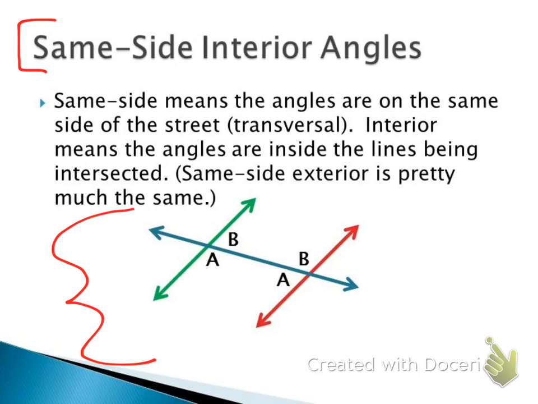Alright, same side interior. So again, if you sort of dissect the name, it'll tell you what you should be looking for. We want the same side of the transversal inside of the two lines. So same side, interior. Interior is inside. So B goes with B, A goes with A. They're on the same side of your transversal, inside of your lines. Any questions on this one?